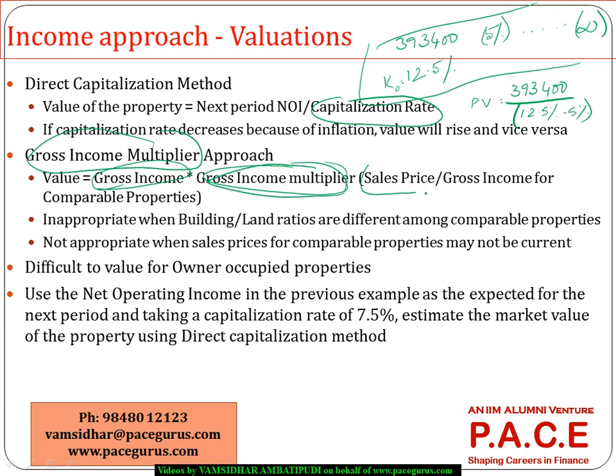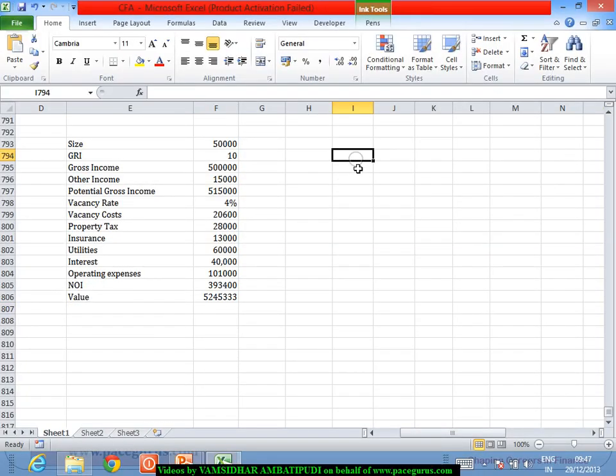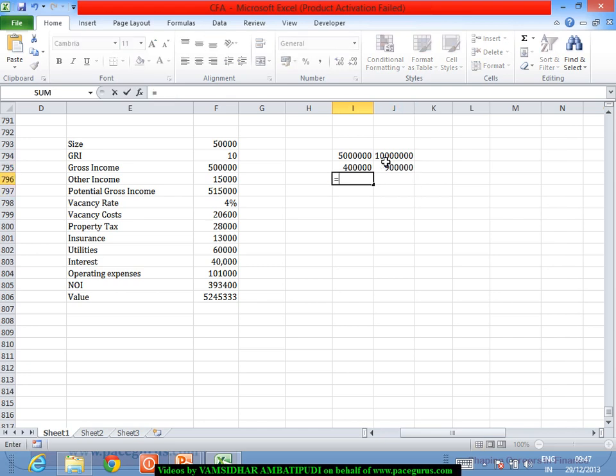The simple way I arrive at that gross income multiplier is I take the sales price to gross income ratio for all the properties. So let's say I have one property which was sold for 5 million, which has a gross income. Here I can take NOI also as a part of the gross income. Or there is one more property which was sold for 10 million, which has generated 900,000 as the gross income. So if I have so many such comparable properties, what I can do is find out their multiplier.